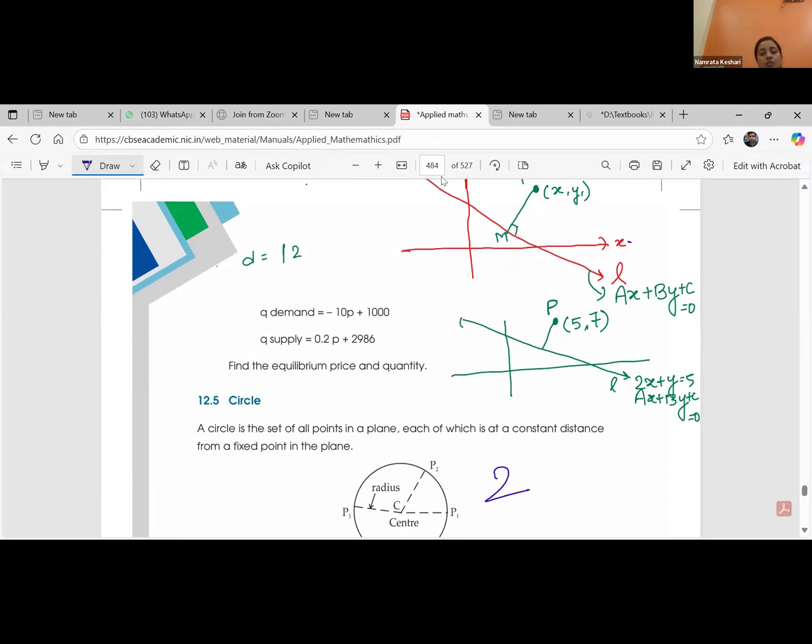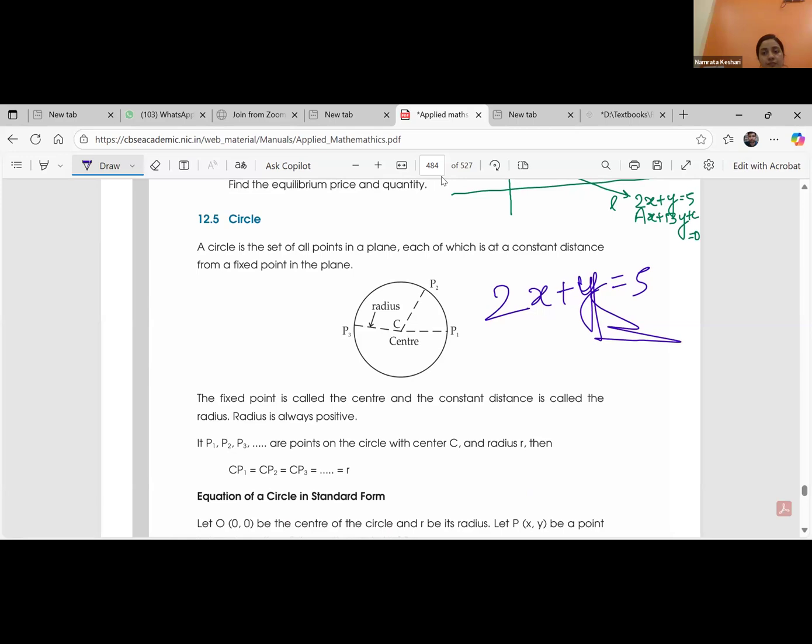If the equation of the line is 2x plus y is equals to 5, and you are comparing it with the standard form of a linear equation in two variables, Ax plus By plus C is equals to 0. Don't worry, this is the same which you used to write with small letters a, b and c. Here I am using capital letters. It's the same thing, the standard form of the equation of a line. Can I say A is 2? Can I say capital B is 1 and C is minus 5? Yes or no?